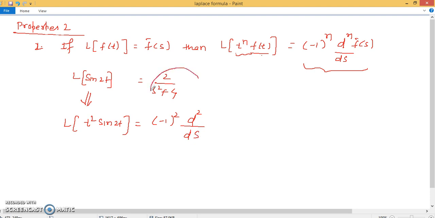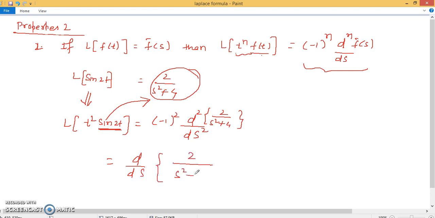Whatever the Laplace of your f of t. F of t is sine of 2t, and its Laplace is a bar of s, which is 2 by s square plus 4. So this 2 by s square plus 4 we will differentiate 2 times with respect to s. Minus 1 to the power 2 is 1, and if I do the one time differentiation, I will get 2 by s square plus 4 whole square, minus 1 by s square plus 4 whole square into 2s.